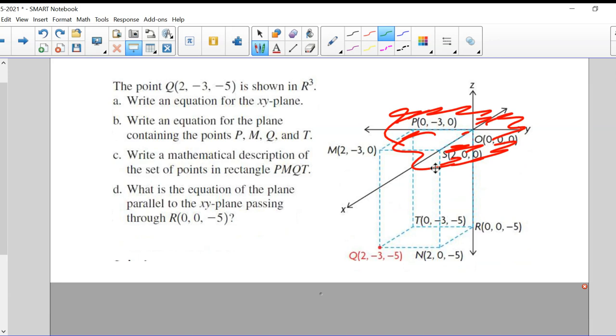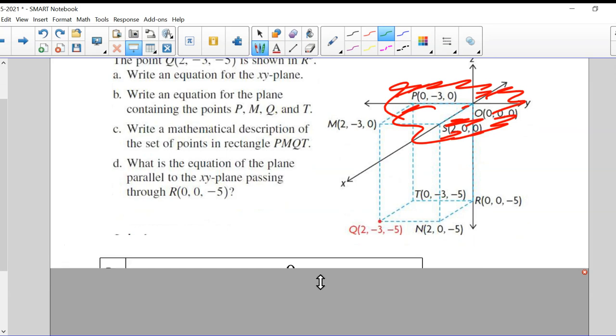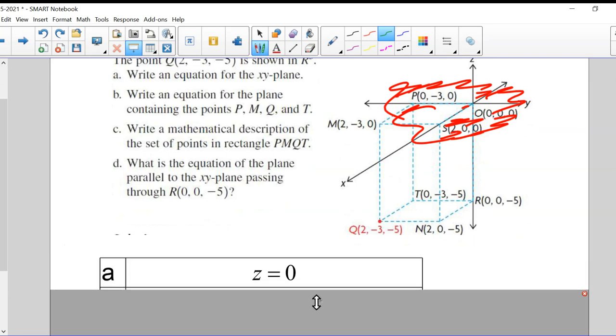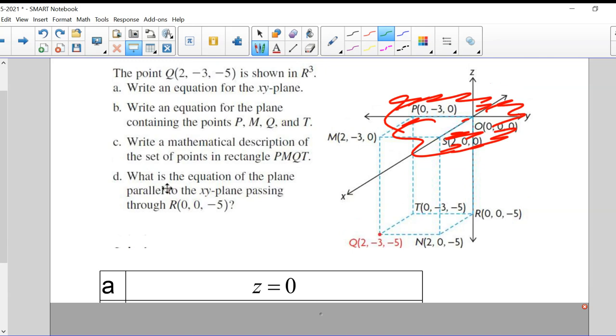I don't see any answers yet. Nobody can think of an equation. Ah, there you go. It's a z equals 0 plane is what that is, right? Because every single point that sits on that plane has a z coordinate of 0. Hope everybody can see what I'm saying here, right? That takes care of the first one. Write an equation for the plane. So that's right, that's good. Let's see what we can do for the second one now, right?